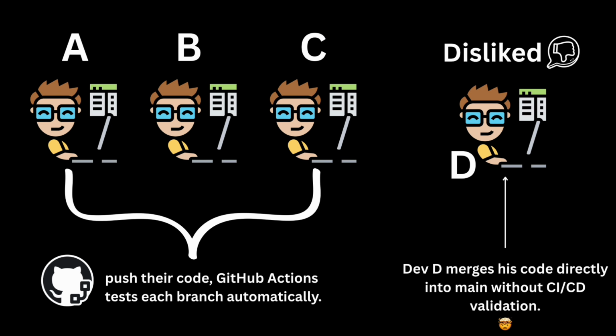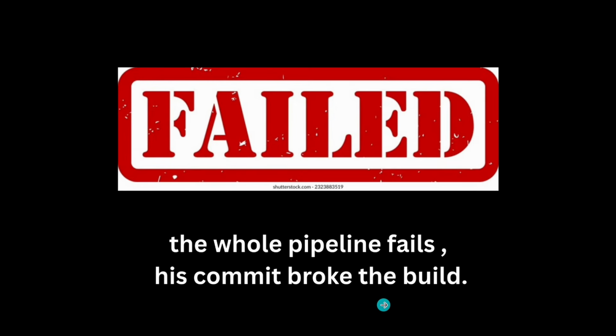While Dev A, B, and C push their code, GitHub Actions tests each branch automatically. They fix any issues immediately because the pipeline tells them what's wrong. Dev D merges his code directly into main without CI/CD validation. Suddenly, the whole pipeline fails. His commit broke the build.